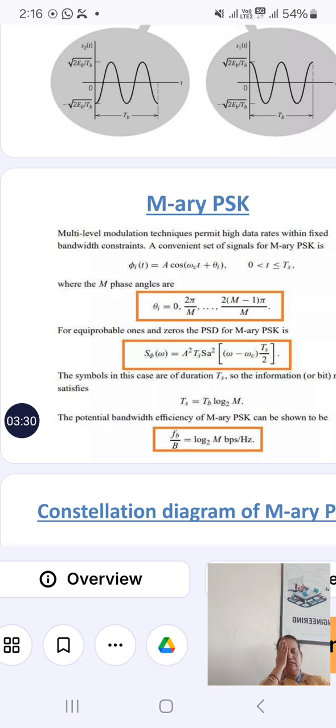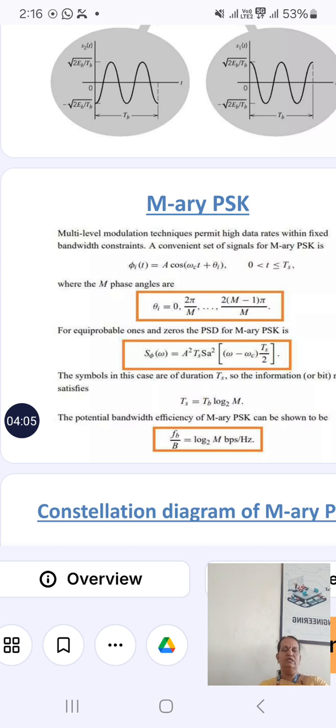We have the important equations regarding that. A convenient set of signals for MRA PSK can be represented as s_i(t) equal to A cos(omega_c t plus theta_i), where this is the carrier signal along with the phase shift theta_i, and where capital M represents the number of phase signals. Then we can take theta_i equal to 0, 2 pi by M, up to 2 times (M minus 1) times pi by M.